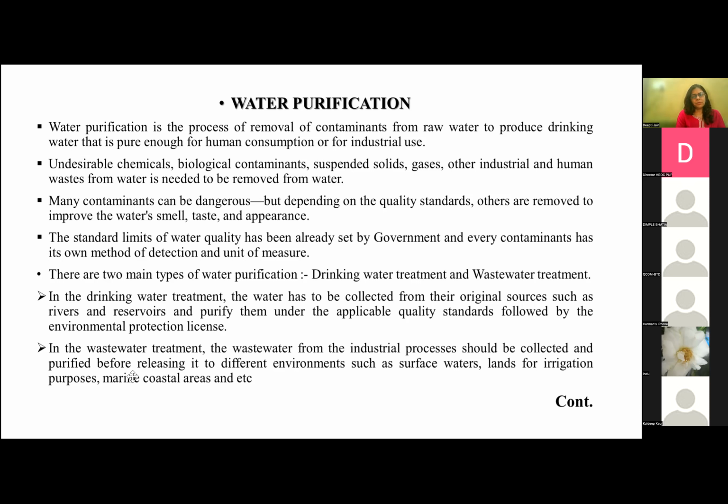Mainly there are two types of water purification, or the purification methods can be divided into two categories: one is drinking water treatment and the other is wastewater treatment.